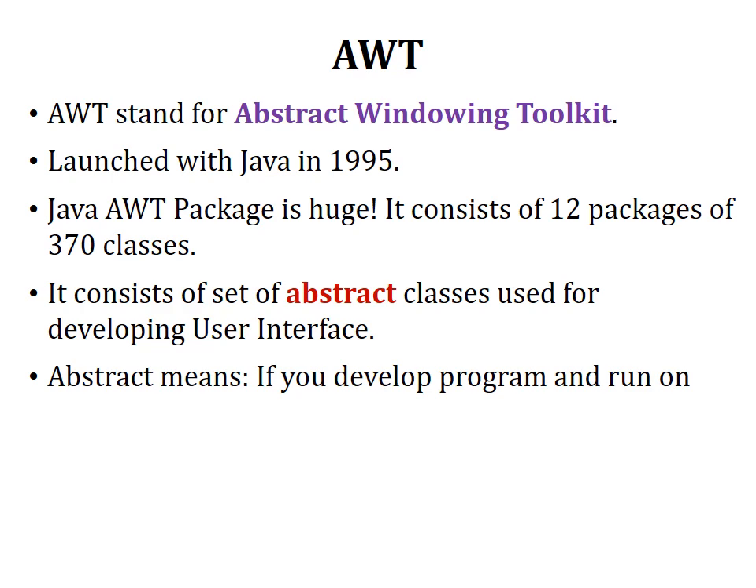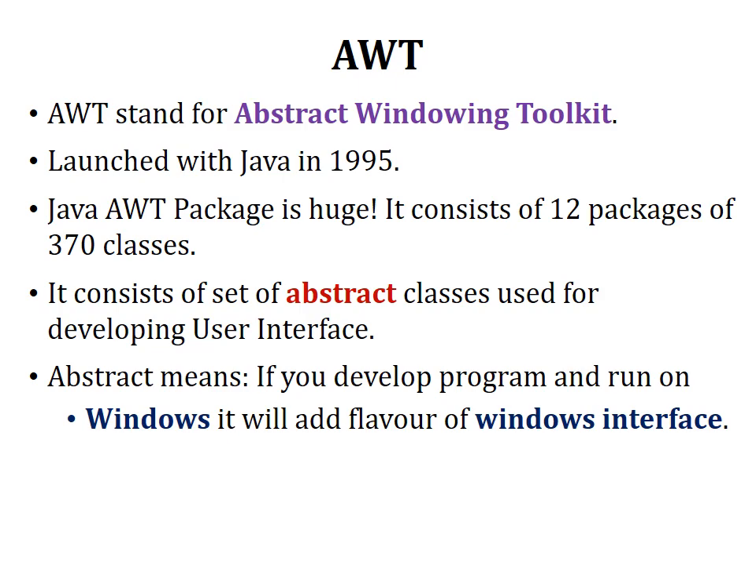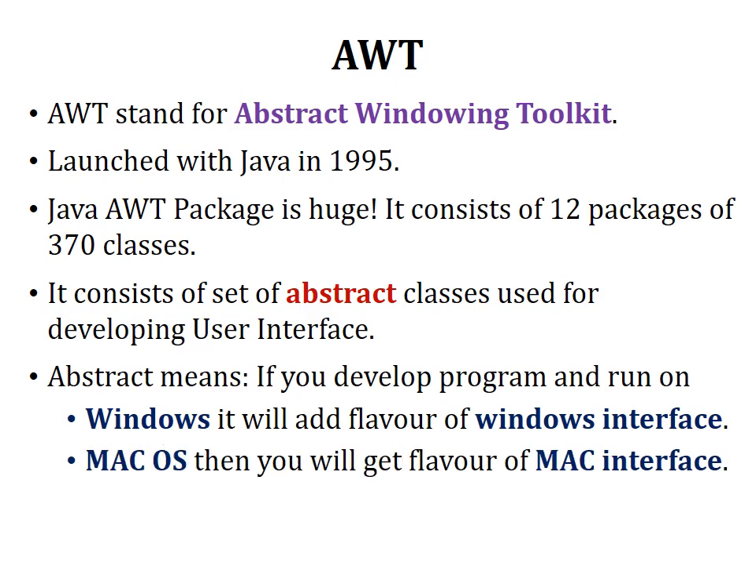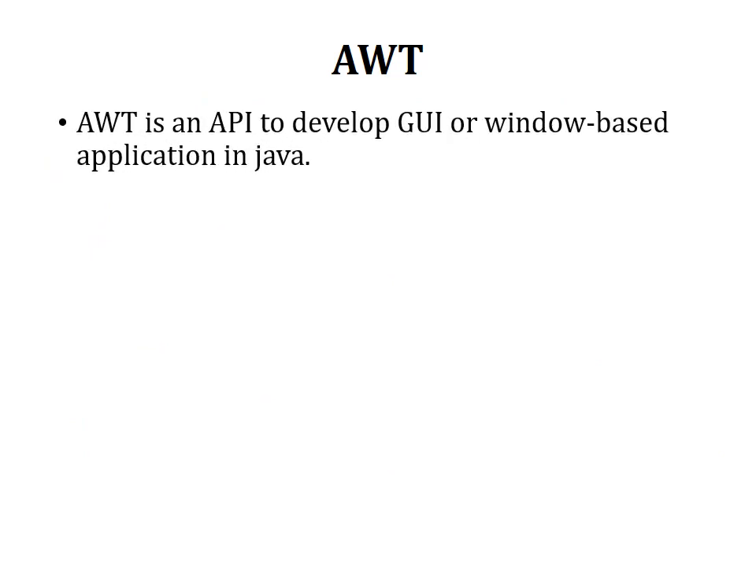Here the word abstract means that if you develop a program and run it on various platforms such as Windows, it will add a flavor of the Windows interface. Whatever components you are using will be displayed like the Windows interface. If you run it on the Mac operating system, it will get a flavor of the Mac interface, and the same is the case for other operating systems such as Linux. AWT is an API, or application programming interface, to develop GUI or window-based applications in Java.